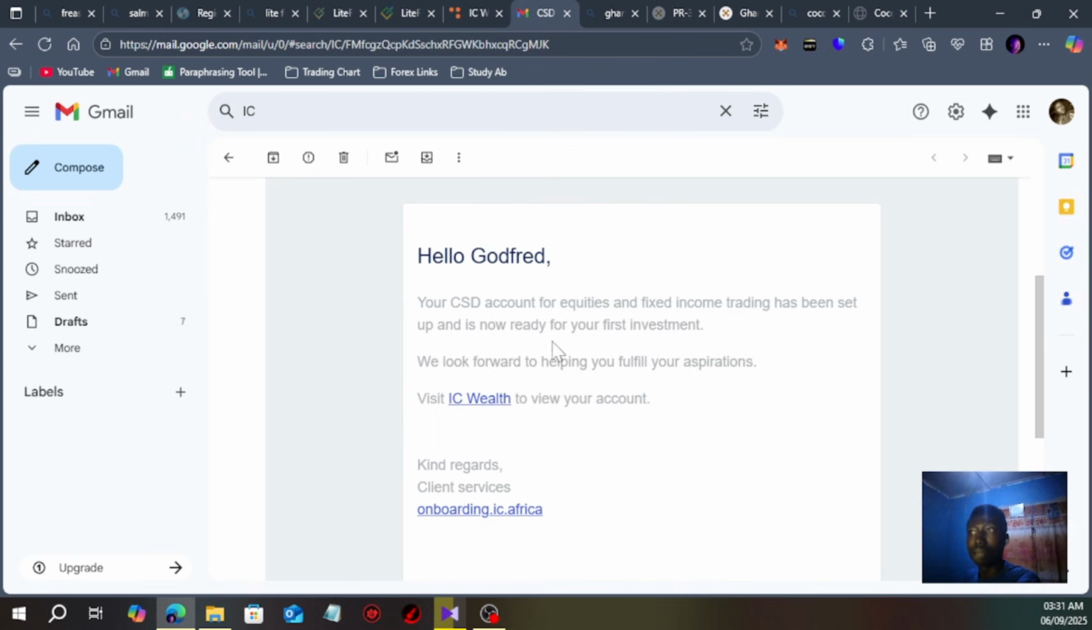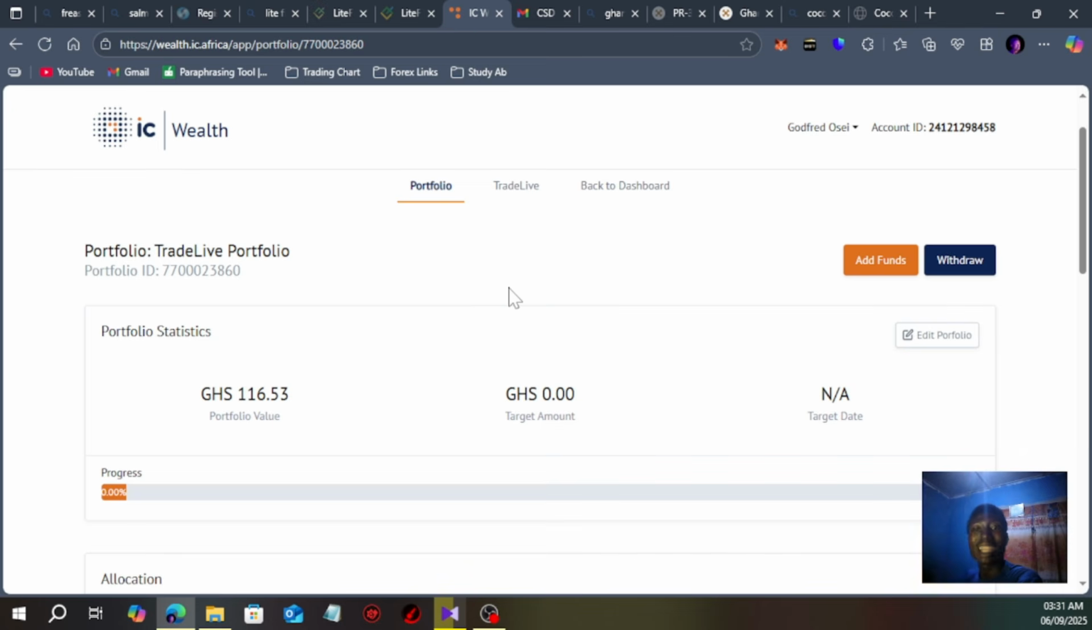So here it is. They will send you an email automatically that your IC liquidity fund or your CSD account has been created. You need this email before you can trade. Let me read it to you. Your CSD account for equities and fixed income trading has been set up and now ready for your first investment. Looking forward to help you fulfill your aspiration. Good. So if you have not received that email, you can't buy shares. You can't trade on the market.